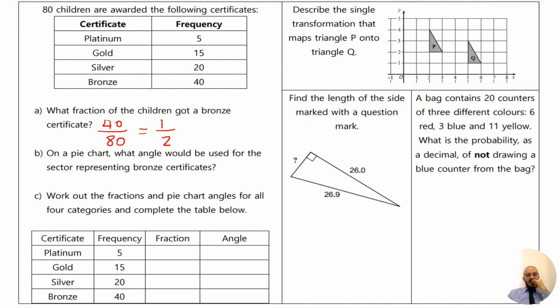On a pie chart, what angle would be used for the sector representing bronze certificates? So the bronze certificates is representing half the amount, so if I have a pie chart, it's half the amount, that means it is going to be 180 degrees.